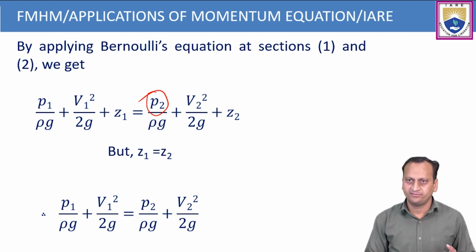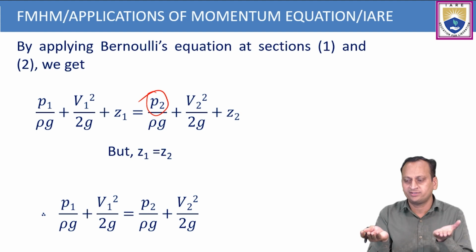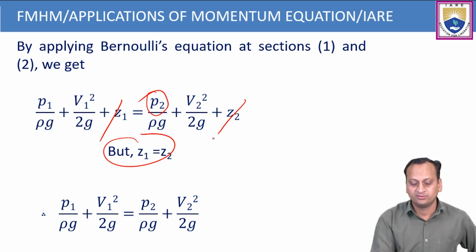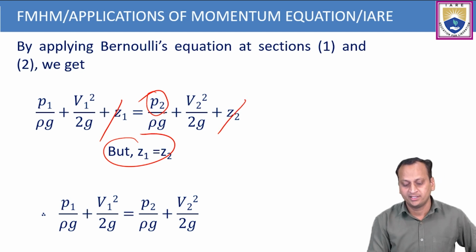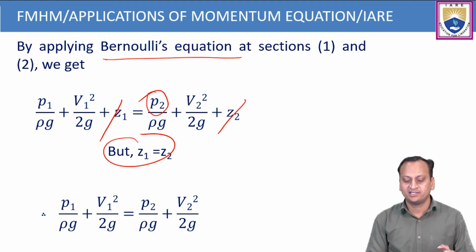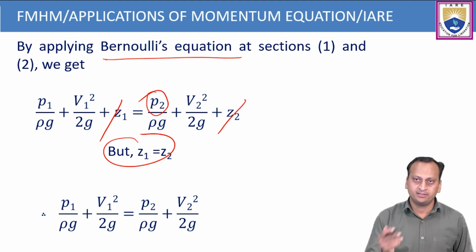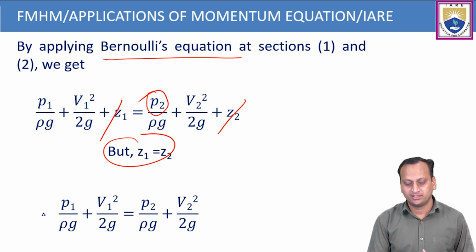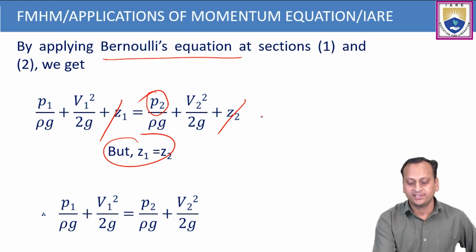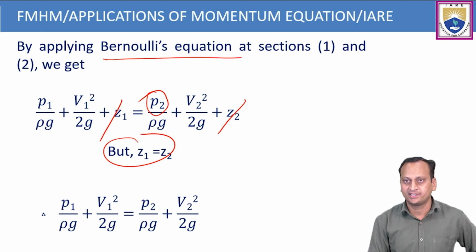As the pipe bend is, even though it is 45 degrees inclined, the elevation from the base is at the same height. Therefore Z1 equals Z2, you can cancel these two. The P2 is unknown, the remaining parameters are given. So in order to calculate P2, we need Bernoulli's equation. Bernoulli's equation states the total energy remains constant for an ideal fluid at any section. The total energy means pressure energy, kinetic energy, potential energy. These remain constant at section 1 and section 2. We assume that it's an ideal fluid, otherwise we have to add some losses for a real fluid.